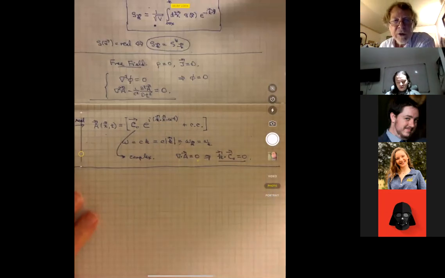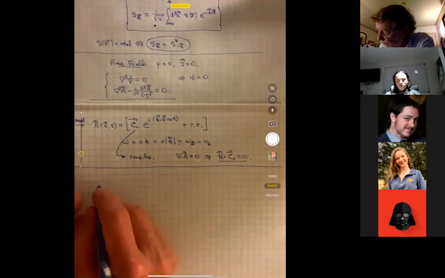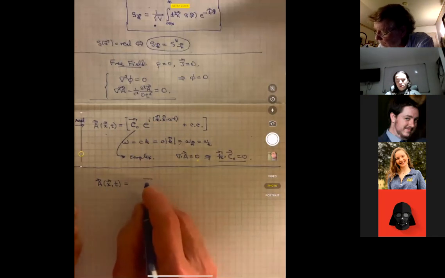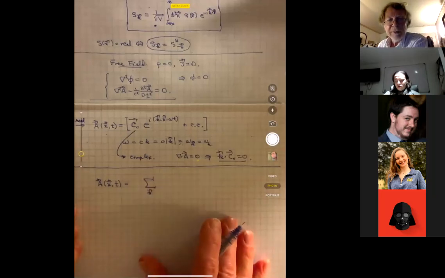Now, it's not the general solution, however. We get the general solution if we form linear combinations of those solutions. So let's talk about that now. A of x and t is equal to, let's sum over all possible k values, which are allowed under the periodic boundary conditions.